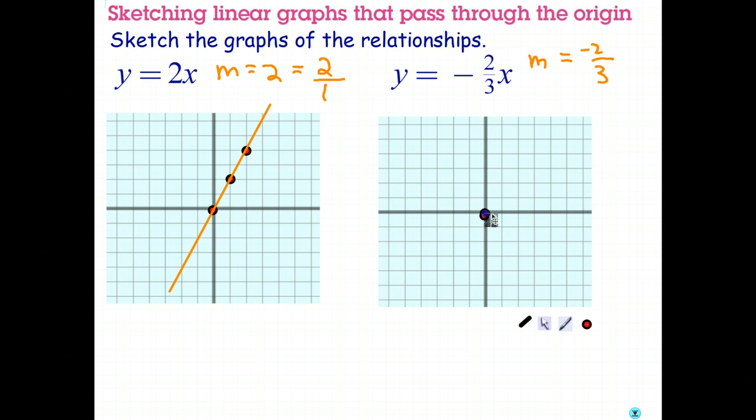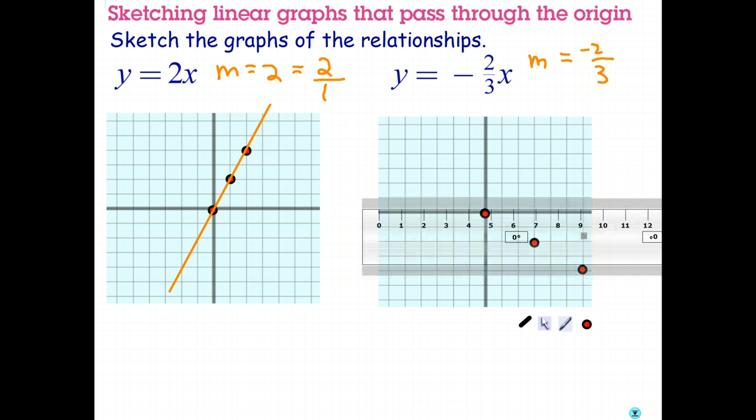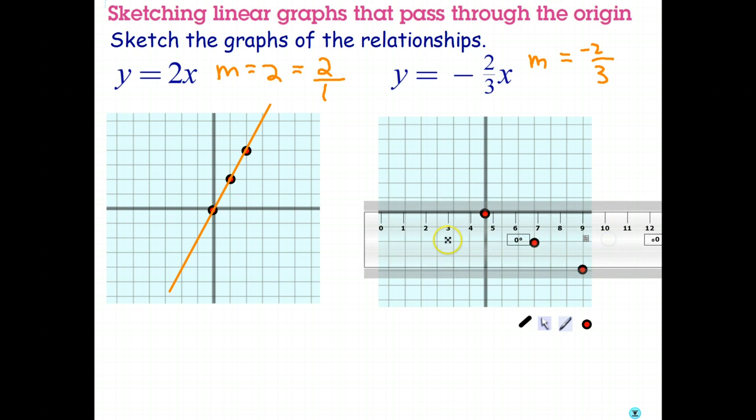So in this case, my rise is negative 2. My run is positive 3. And as a check, I do that again. Sorry, my rise is negative 2. My run is positive 3. All the points should lie in a straight line. If they don't, I've made a mistake.